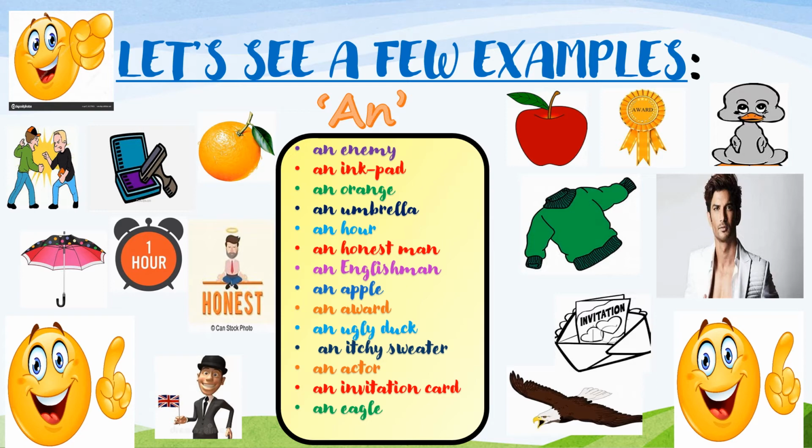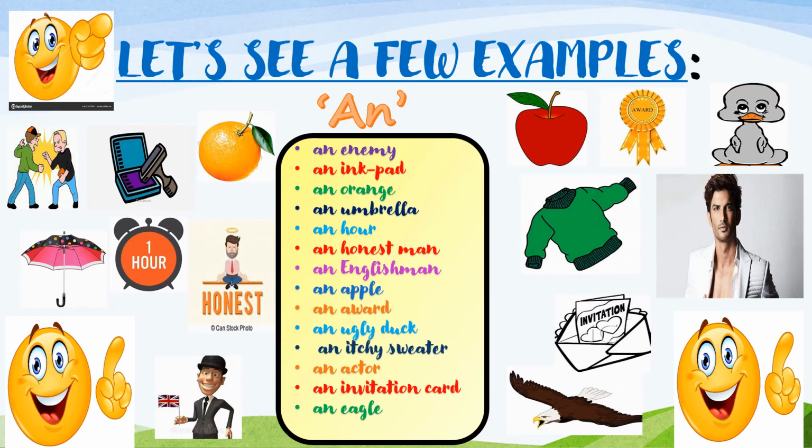Now let us go to the next example, an honest man. Again here H is silent. It is consonant but it is silent. The pronunciation is not honest with an H, it is onest. So it is vowel sound. So that's why we use an, though it has begun with the consonant H. Now look at the next example. An Englishman, an apple, an award, an ugly duck, an itchy sweater, an actor, an invitation card, an eagle.